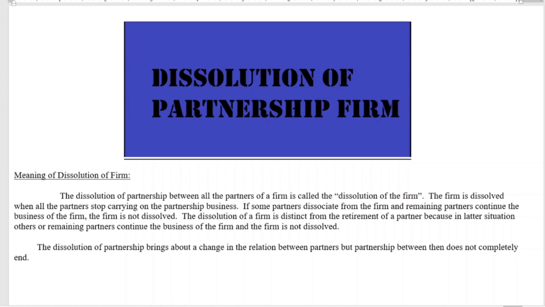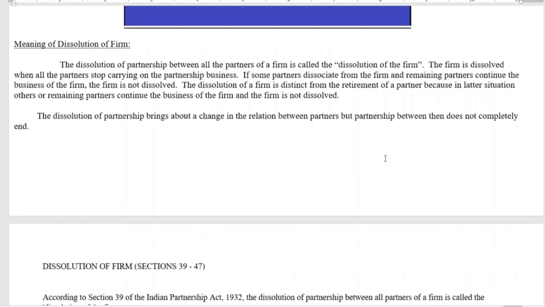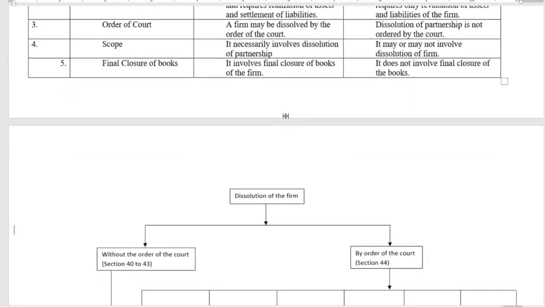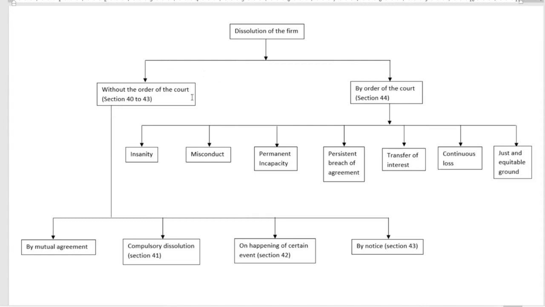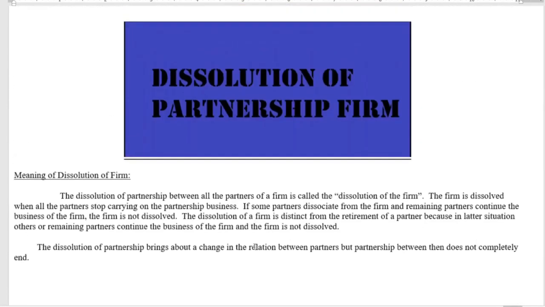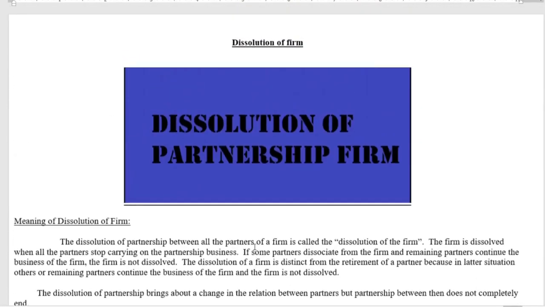In the exams, there will be a straightforward question with regard to the methods of dissolving a firm. Here you can write something about what is meant by dissolution under section 39, and if you would like to, explain the difference between dissolution of firm and dissolution of partnership, which is well and good. Otherwise, you can explain all the methods of dissolving the partnership firm. So this is with regard to the aspect of dissolution of the partnership firm.